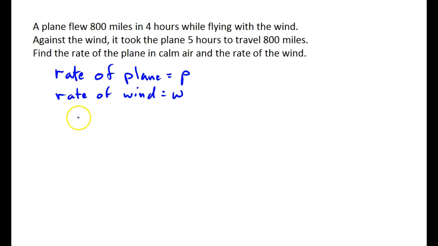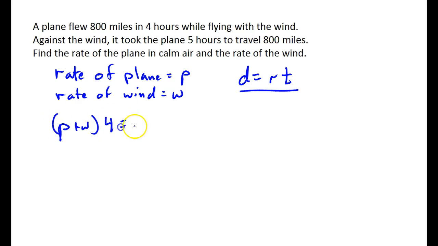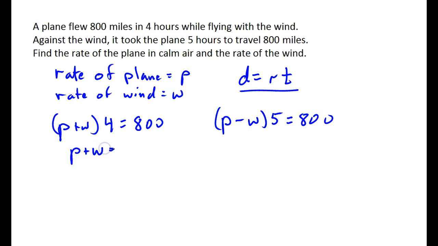Okay, so first of all, remember that distance equals rate times time. That's the little equation we're going to use here, okay? So the plane with the wind, that's going to be P plus W, and it flew for 4 hours and it traveled 800 miles. And the plane against the wind, so P minus W, took 5 hours to travel the same distance. So when I divide both of these by 4, I get 200. And when I divide this by 5, I get 160.